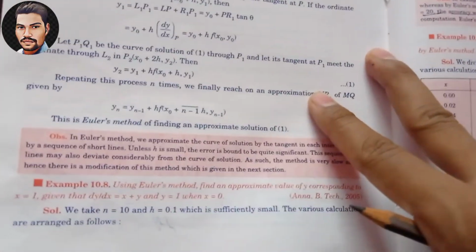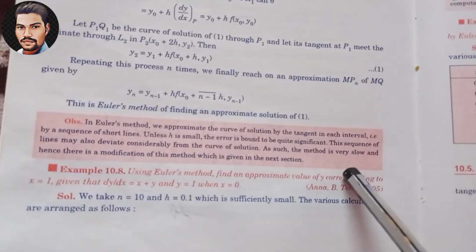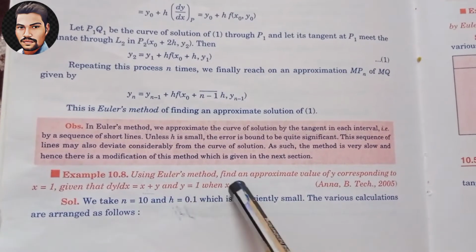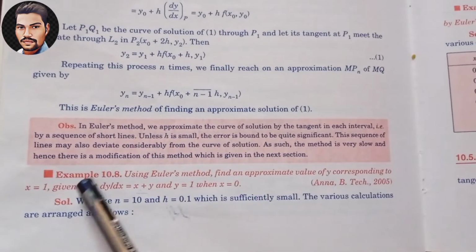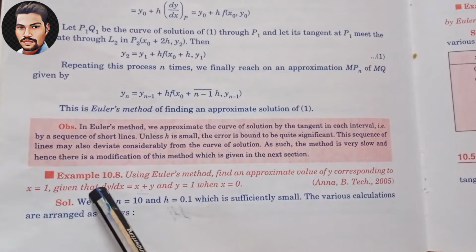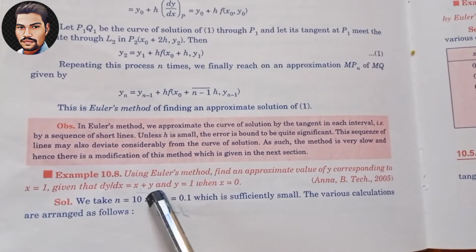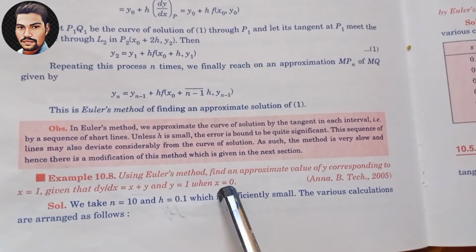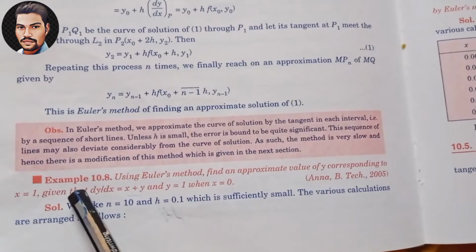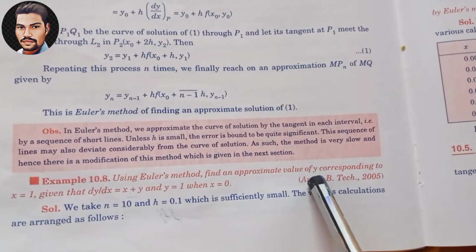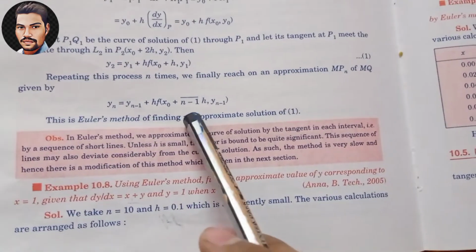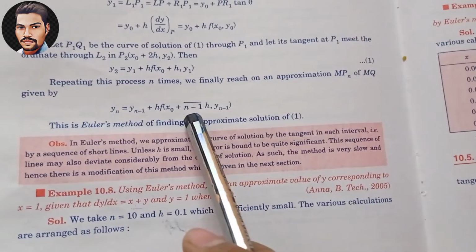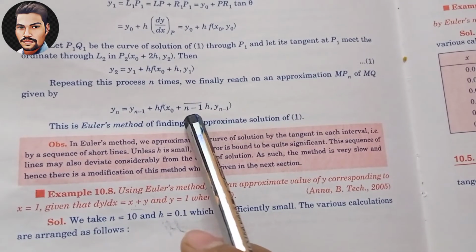Here I will make you understand this method with the help of one example. Using Euler's method, find an approximate value of y corresponding to x equal to 1, given that dy by dx is equal to x plus y and y is equal to 1 when x is equal to 0. So here the interval for the x value is 0 to 1. For finding the value of y corresponding to the x value, the normal formula that we use is this. Keep this formula in mind, because many times it gets asked in the exam.